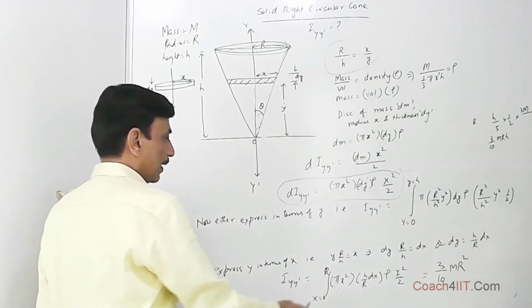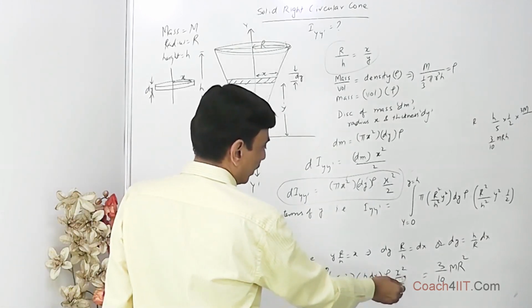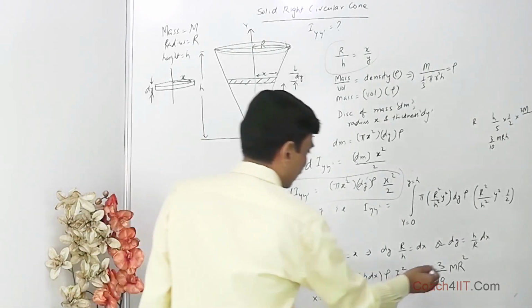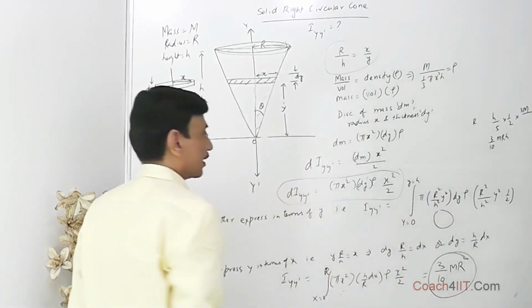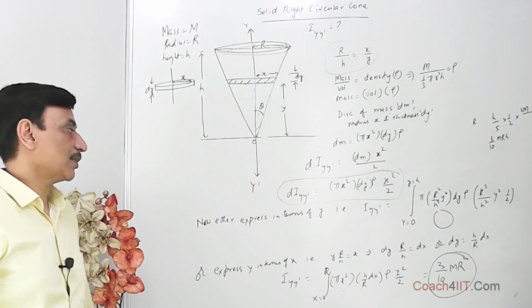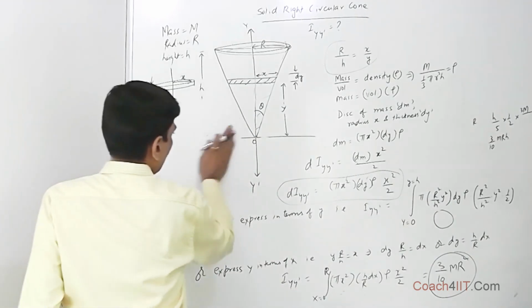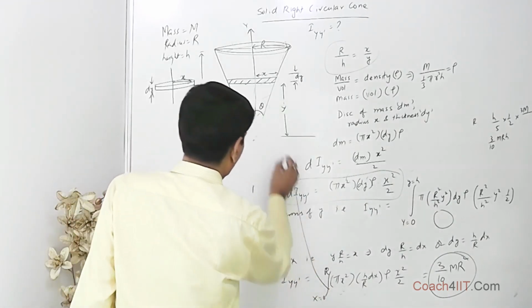So that comes out to pi x square h by r dx rho into x square by 2, and that comes out to be 3 by 10 mr square. Whether you do it by this or you do it by this, solving this, you will get the same answer as 3 by 10 mr square. In case you intend to do it, let's do it over here.